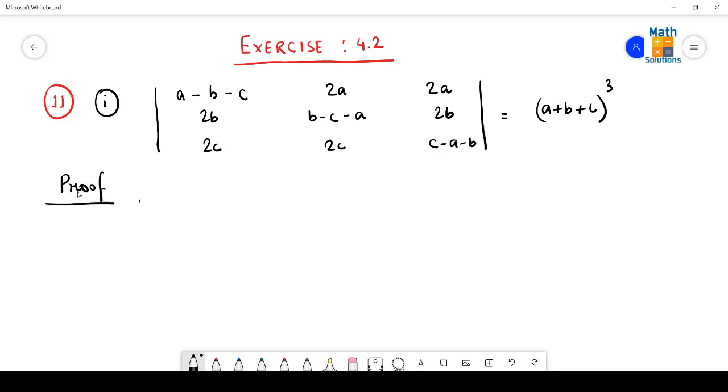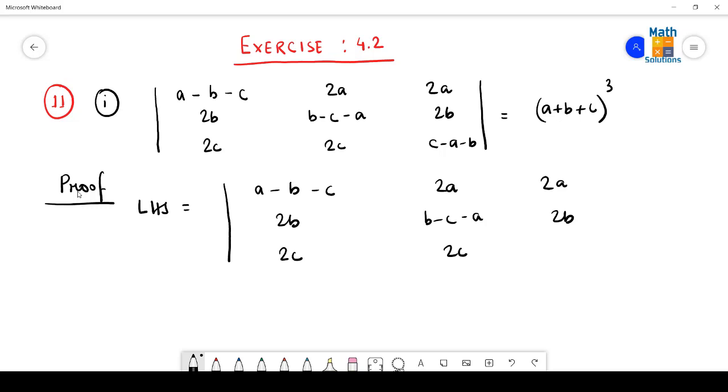Starting with the LHS, let's once more write down this LHS part in the solution. A minus B minus C, then twice A, twice B, B minus C minus A, twice B, then twice C, twice C, then C minus A minus B. Now if we observe the right hand side, our requirement is mainly A plus B plus C. So basically for getting A plus B plus C, what do we have to do?